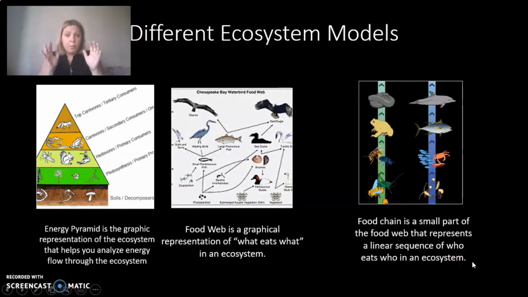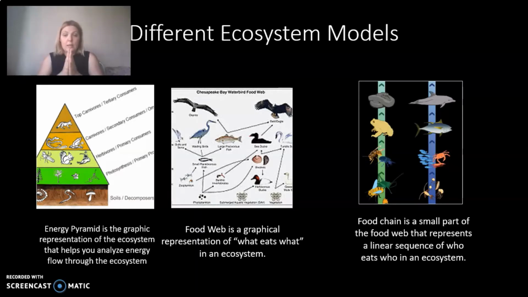Now, there are different models of ecosystems, and we will be talking about every single one of those in this lesson. So the very first one I want to talk about is the energy pyramid. And the energy pyramid is the graphic representation of the ecosystem that helps you analyze the energy flow through the ecosystem.